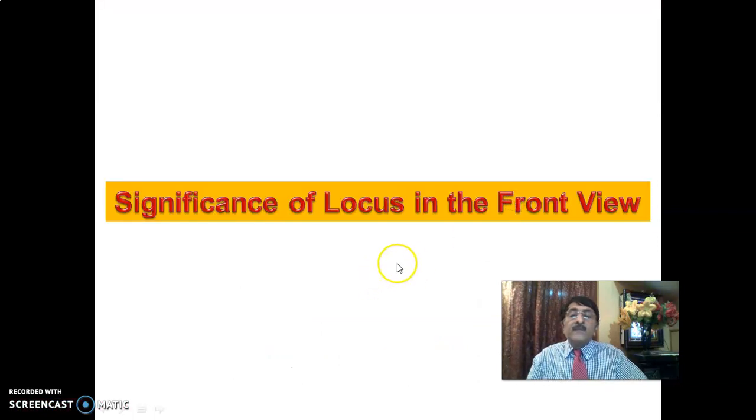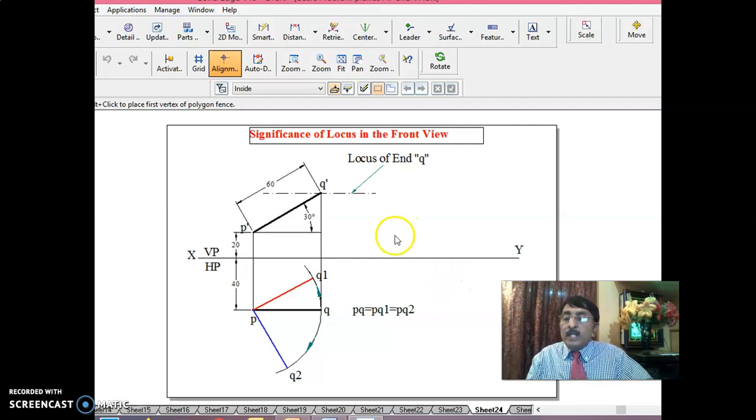See here, the significance of the locus in the front view. You see here, same problem. Let us say the line is 60 mm, inclined at 30 degrees to HP and parallel to VP. For that, P dash Q dash is the front view, PQ is the top view. Clearly understand, P dash Q dash is the front view, PQ is the top view, which we have just now done.